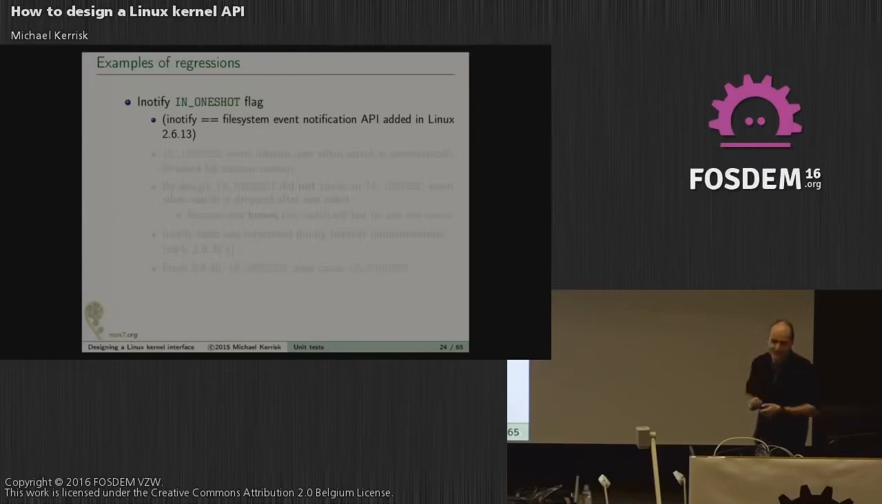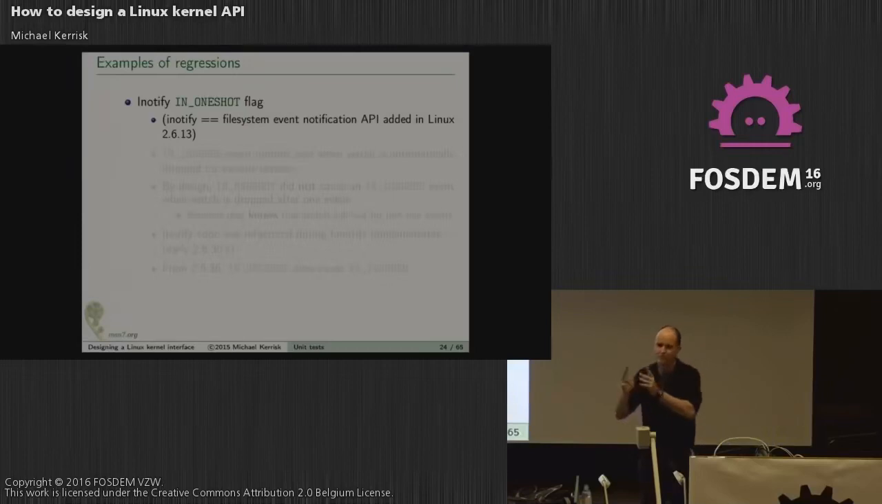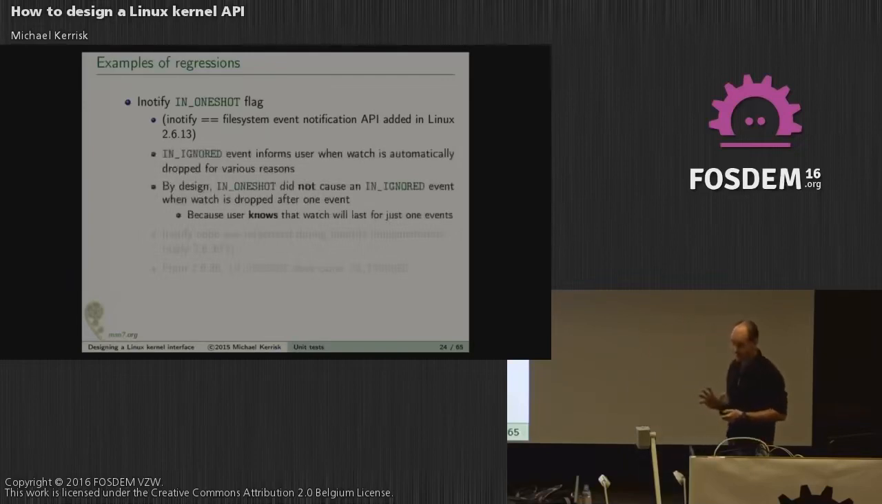Oh yes, okay. So there's a flag that you can use with the inotify API called IN_ONESHOT. It's used when you want to get just one notification from a file system object. Once you've got that one notification, you don't need more notifications about that object. This is useful for some use cases.